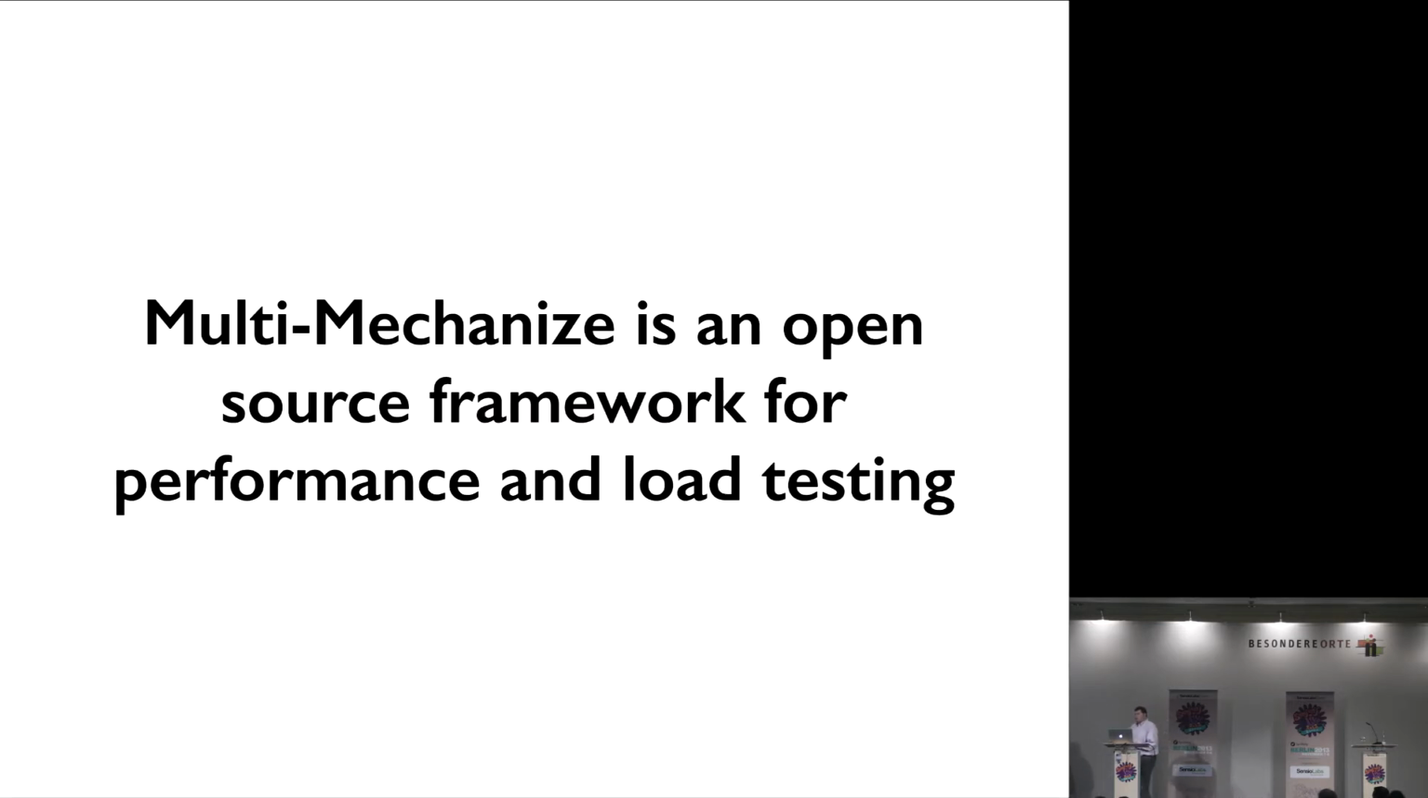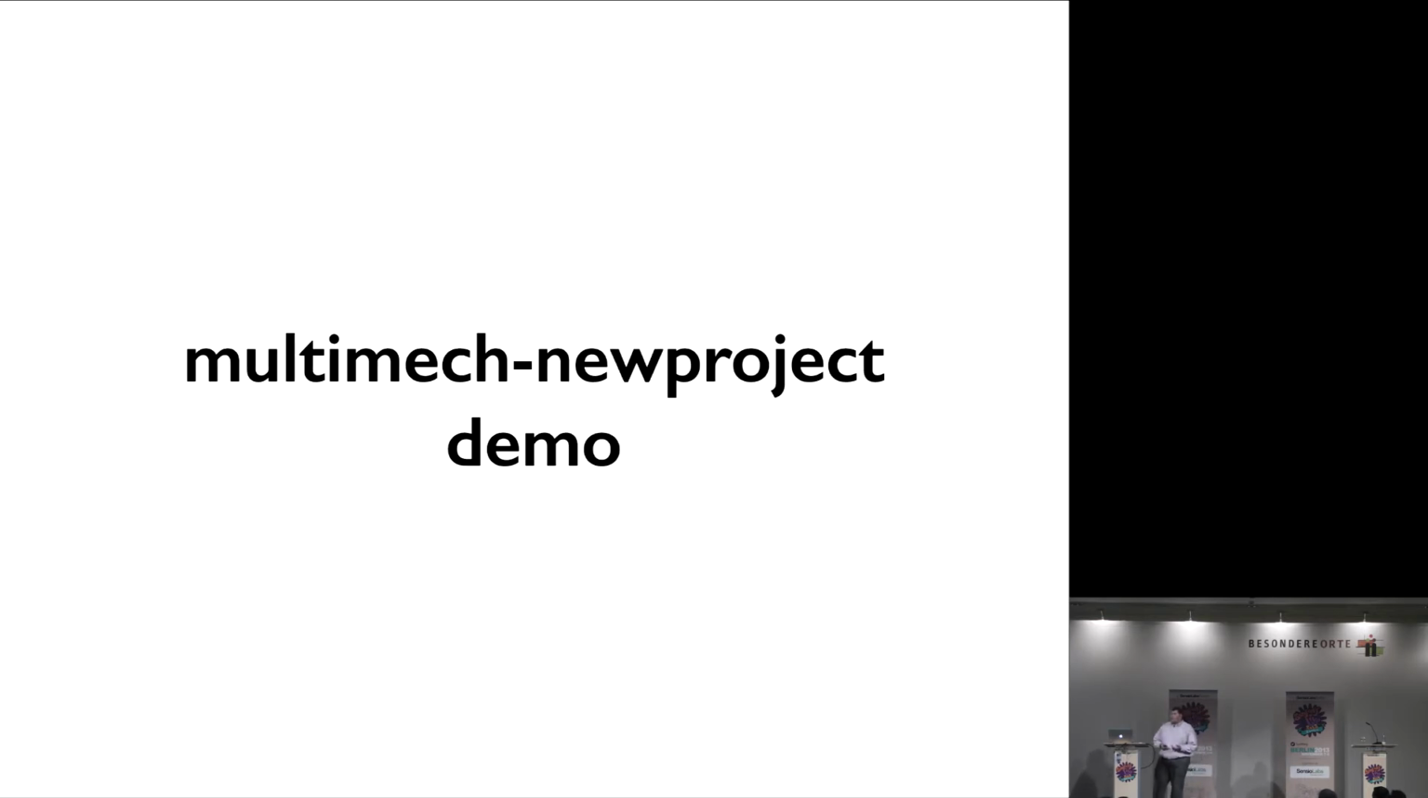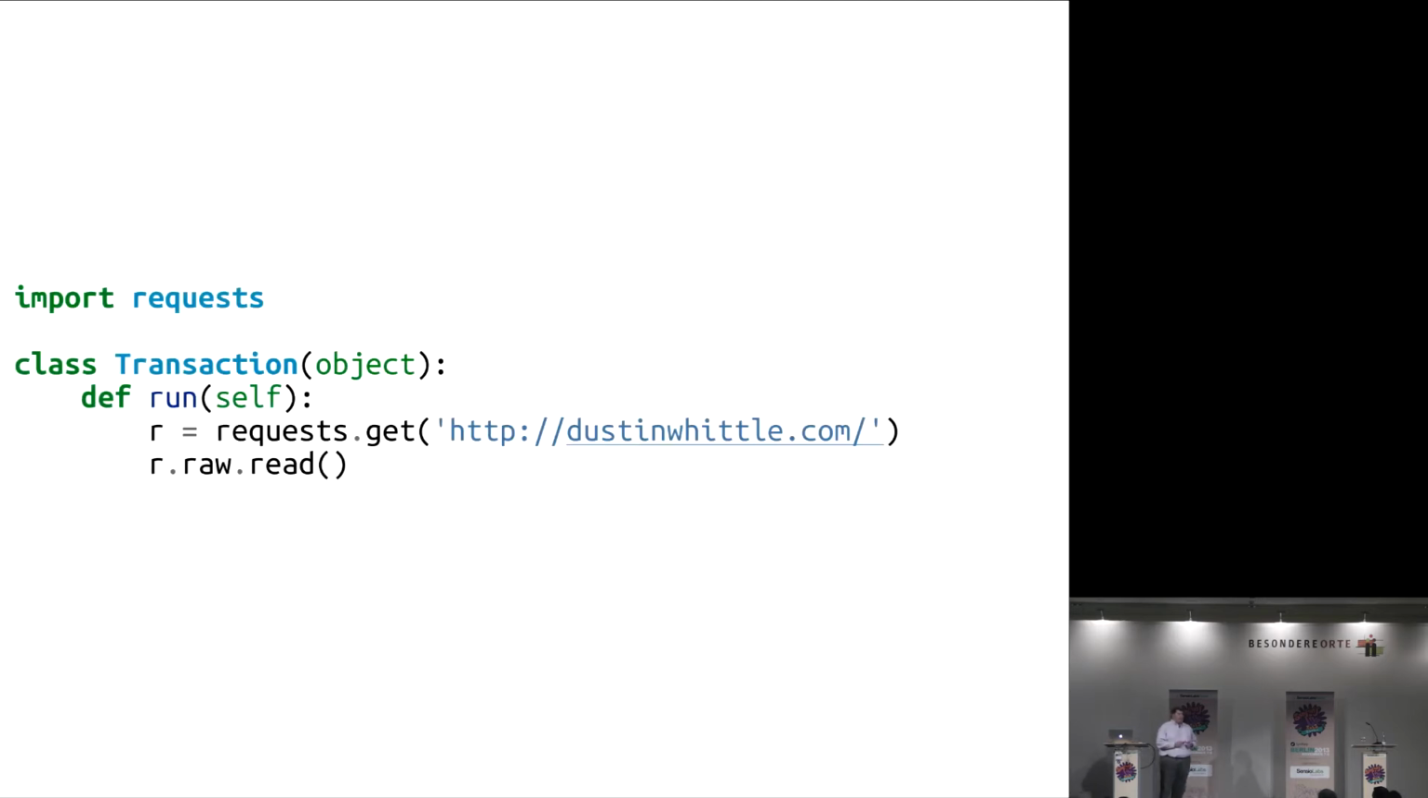So I use this library called Multi-Mechanize. Multi-Mechanize is essentially a performance testing framework written in Python, but it's quite flexible. So it's very easy to install. Just like there's Composer for PHP, there's pip for Python. So I can simply run pip install multi-mechanize, and I can use the commands right away. So you can bootstrap a new project very easily with multimech-newproject demo, and it'll give you some boilerplate code.